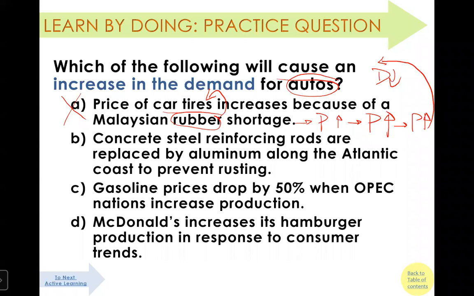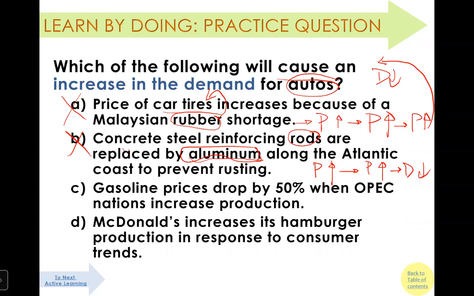Now B, concrete steel reinforcing rods are replaced by aluminum along the Atlantic coast to prevent rusting. So how do you understand this? If this project needs more aluminum because they are replacing the rods with aluminum, it means the demand for aluminum will increase, then the price of aluminum will increase. But aluminum is what? It is the main input of cars, because in most modern cars the main frame is made with aluminum. It's cheaper, more durable, and lighter, right? And then the price of the car will increase, and then the demand will decrease. So this is not correct.